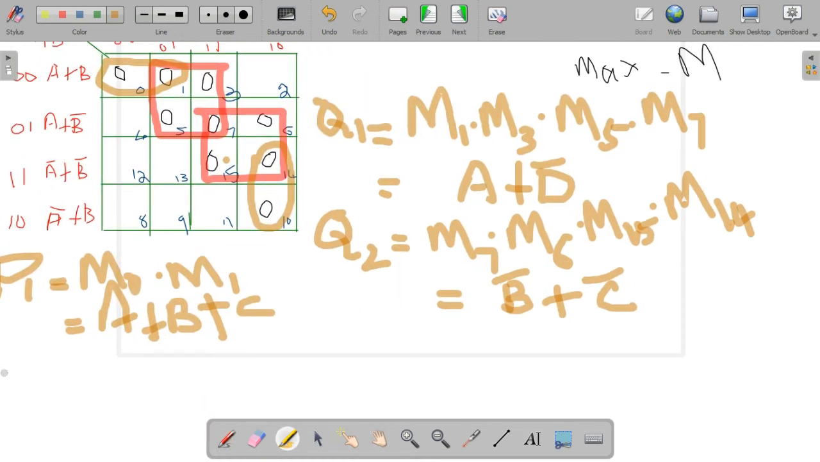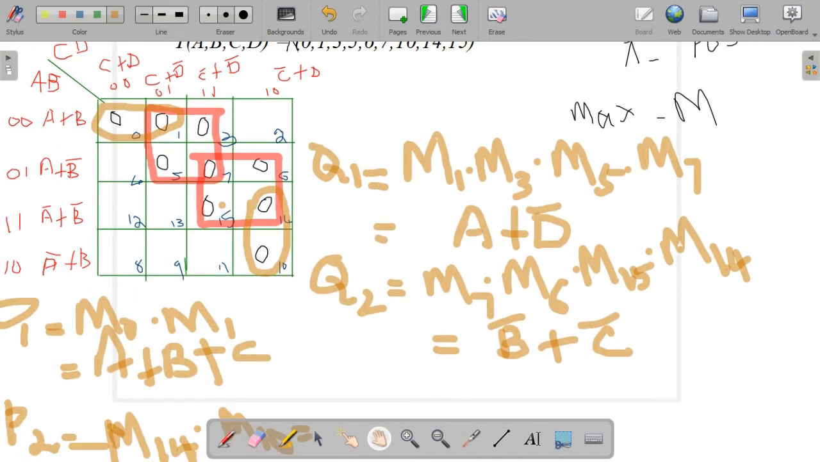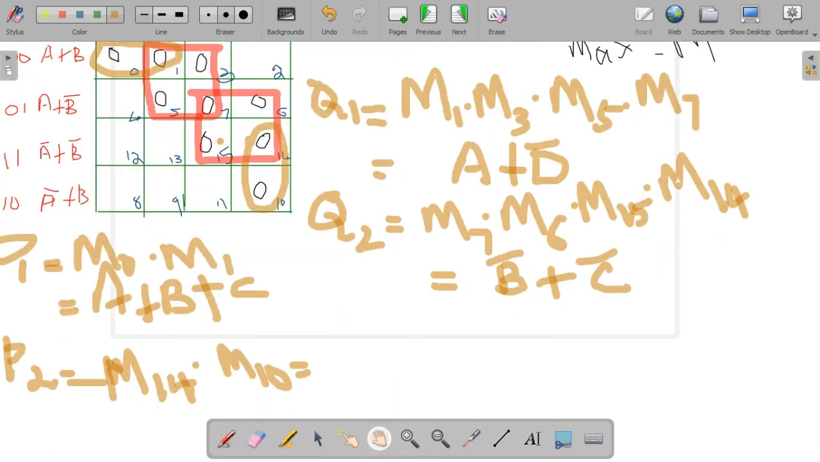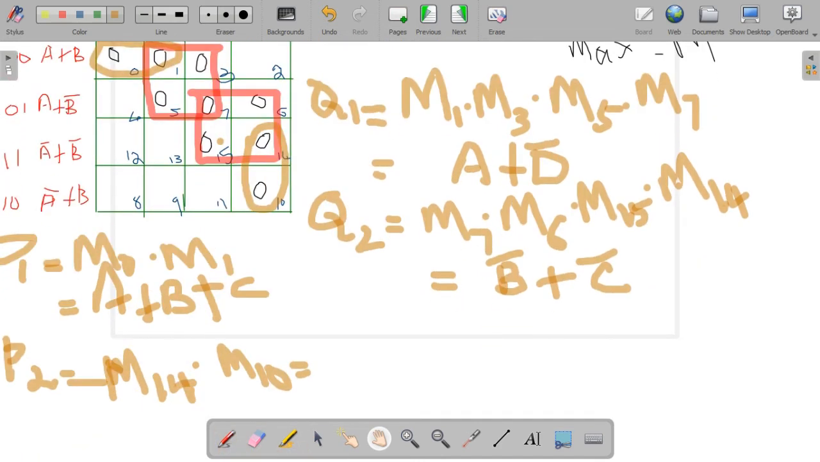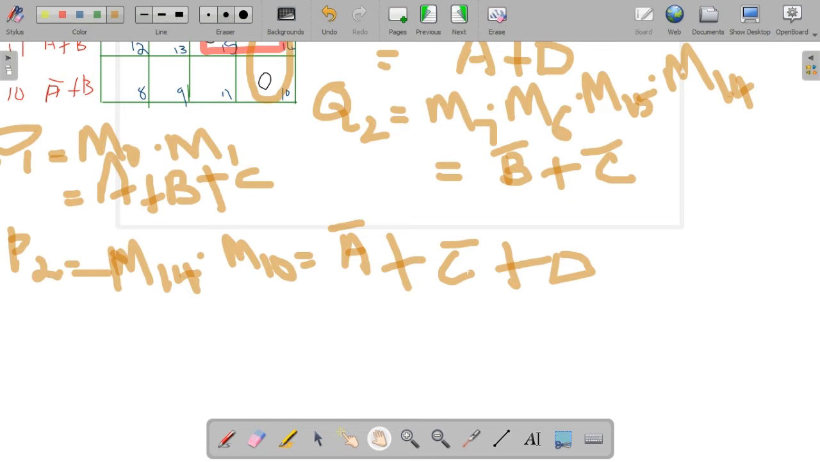Then what is the next one? Pair 2. Second pair we will get as M14 dot M10. So what is the expression here? Expression how to write? This, which one is changing? C dash is not changing. In that, C dash plus D dash, is it? Yeah, the column is C dash plus D dash. Here A dash, B dash is changing. So we will get A dash plus C dash plus D.